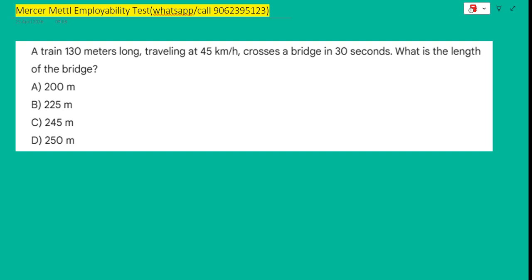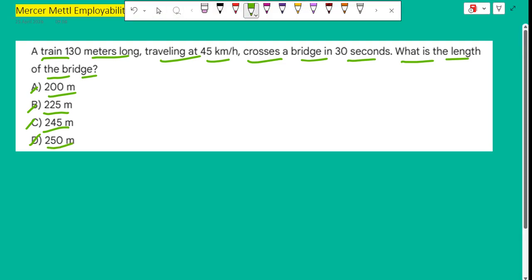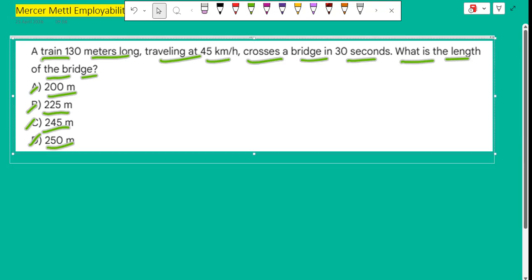So let's come to the question. A train 130 meters long traveling at 45 km per hour crosses a bridge in 30 seconds. What is the length of the bridge? There are four options. Option A says 200 meters. Option B is 225 meters. Option C is 245 meters. And option D is 250 meters. So let's solve this question together.